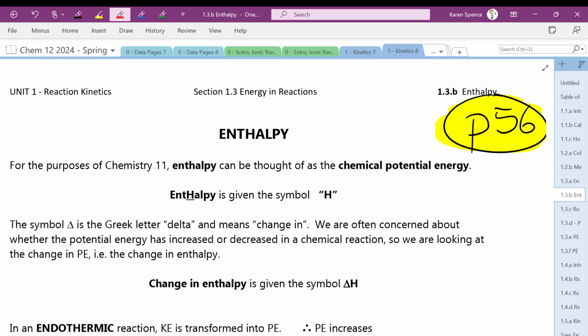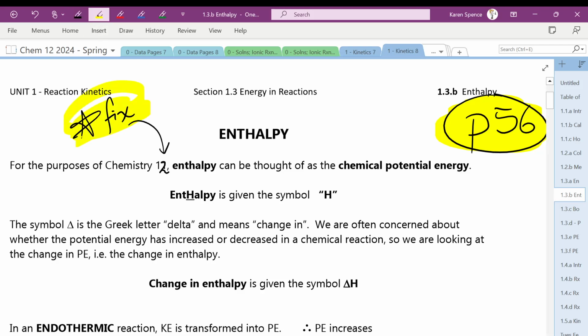And it says for the purposes of chemistry 11, but we're going to change that to chemistry 12. The reason it says chemistry 11 is because I use this same worksheet with my grade 11s, and I'm like, why rewrite something that's just perfectly good as it is? However, I am going to fix that for you, so I'm just going to make a note for myself to fix that for next time.